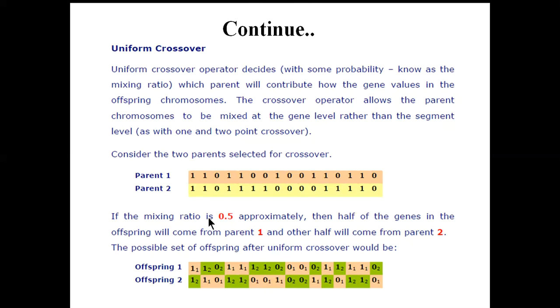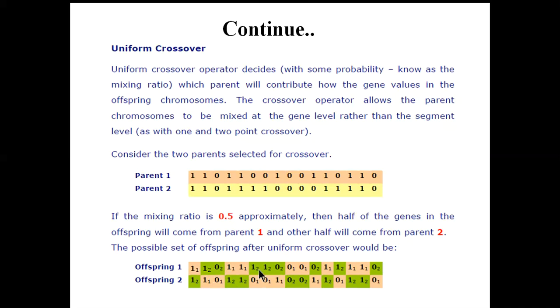And this is the corresponding uniform crossover, where the uniformity will be decided with some kind of probability. That means how many bits will be taken for crossover, like two bits, or three, or one. You can see that this one is parent one, this one is parent two. So if the mixing ratio is 0.5, then half of the genes in the offspring will come from parent one and the other half will come from parent two. So uniform crossover will look like this.